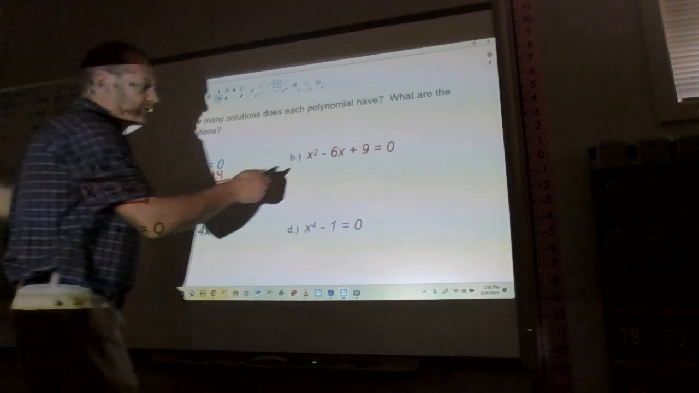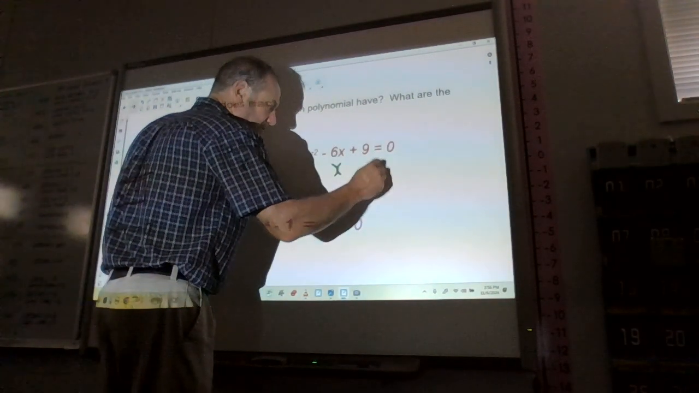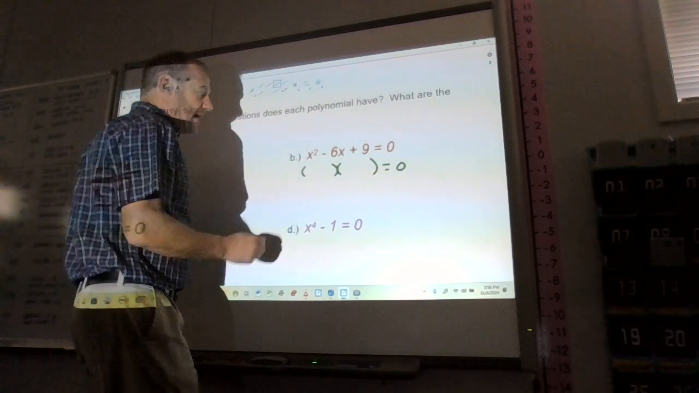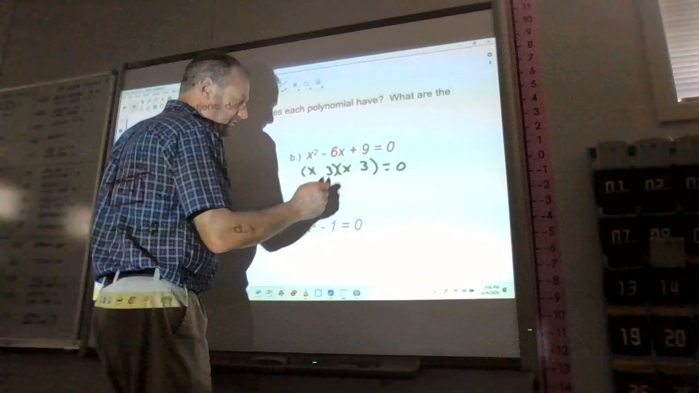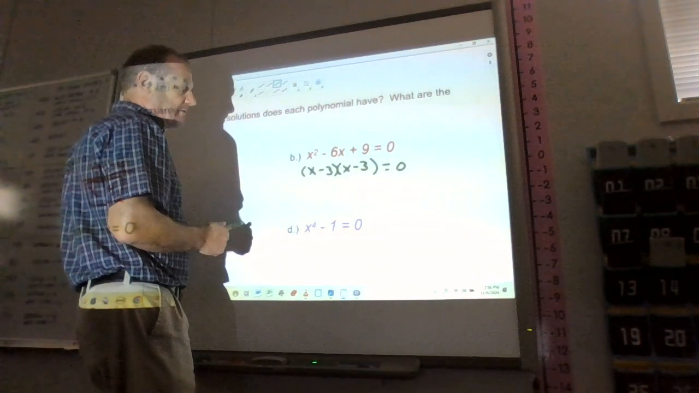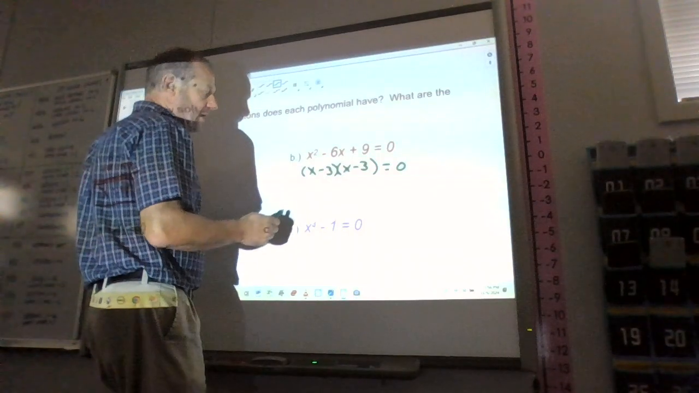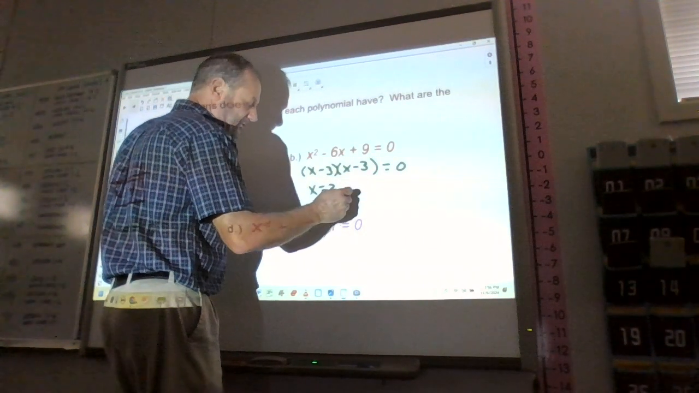This one is 2nd degree polynomial. It's going to have 2 solutions. This one I'm going to do by factoring. I'm going to put an x here and an x here, 3 here and a 3 here, and a negative and a negative. Okay, not too hard to factor. And then that means that x is going to be 3, and x is also going to be 3.